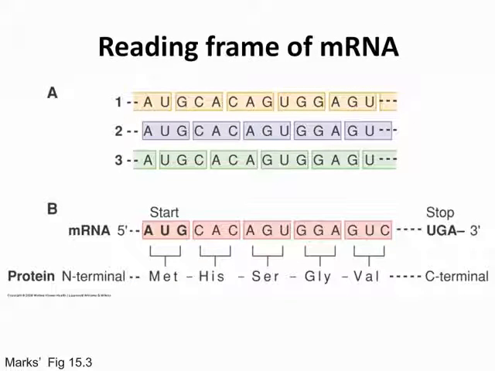This isn't a learning objective, but it talks about the reading frame of mRNA. If you look at picture A, you have 3 different reading frames for any given mRNA sequence. If you look at picture B, that's the one that we need to start translation. AUG, remember, is the start codon, so it sets the reading frame for translation, and the other reading frames are not used at all.